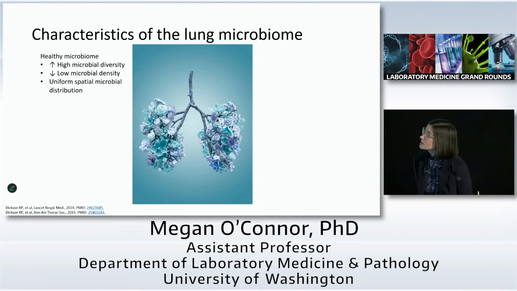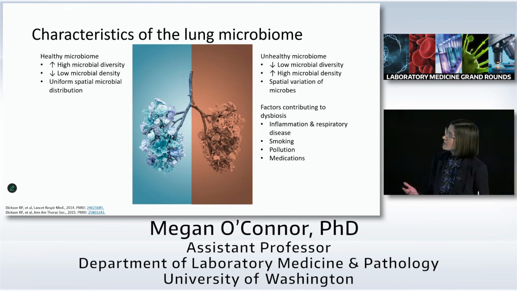So what is thought of as a healthy human lung microbiome is that we want to have overall high microbial diversity, just like we find within the gut. But overall, the amount of diversity is going to be a lot less than what is seen within the gut. We also want low microbial density, so overall low bacterial loads, and a uniform spatial distribution of these microbes where they're evenly distributed throughout the lungs.